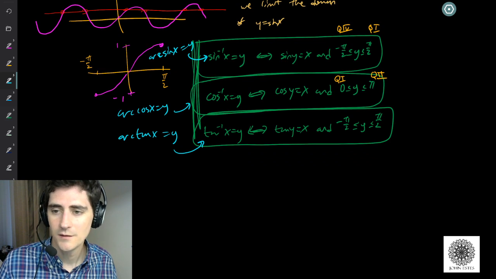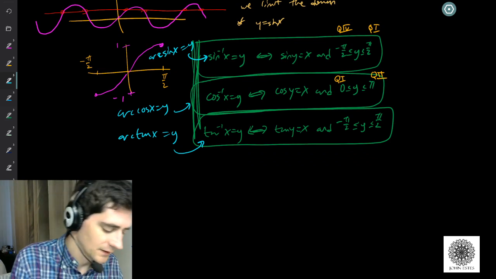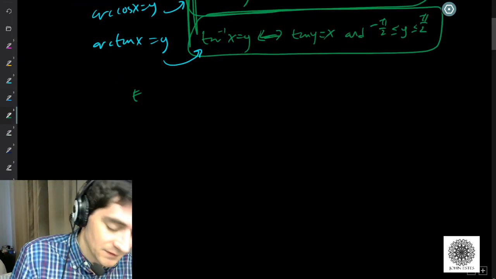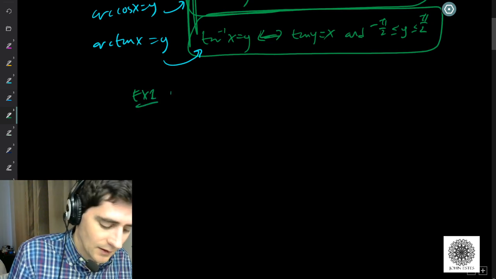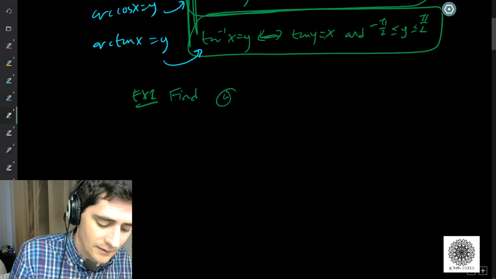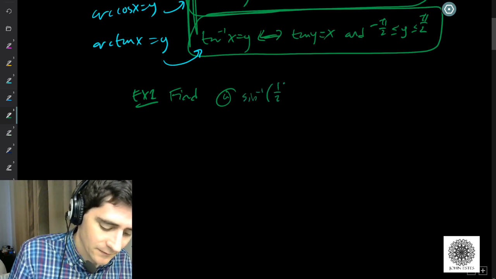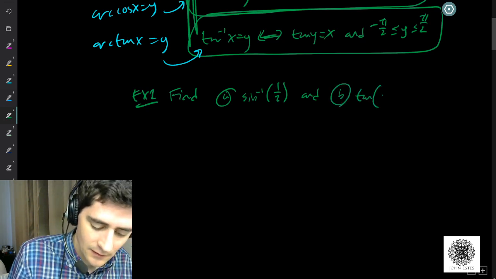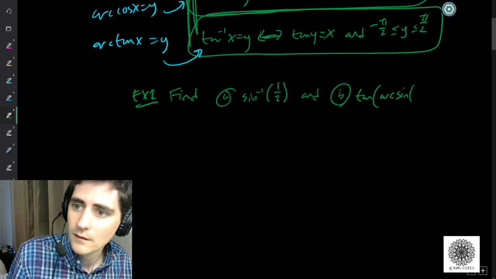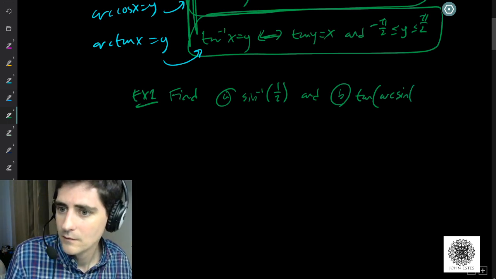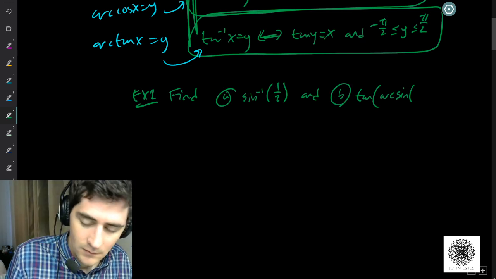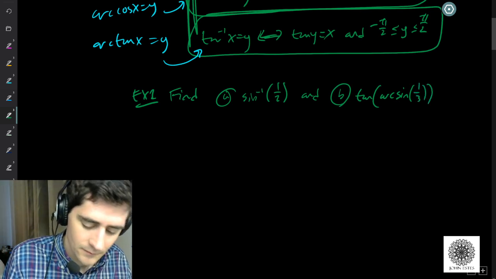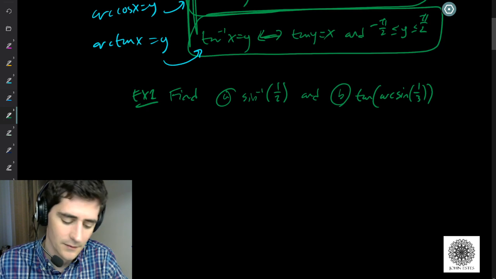All right, now let me show you a little bit of some trig stuff involved with this. So for example 1, I want to find A, sine inverse of 1/2, and B, I want to know tan of arc sine of 1/3.